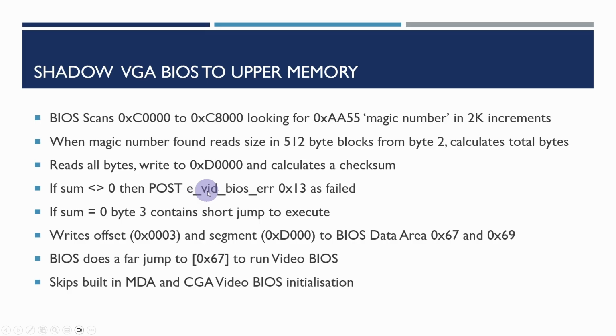If the checksum's wrong, rather than just carrying on and ignoring it and looking for some more, it does output a 13 postcode, so we can tell when the checksum has failed. If the sum is 0, then the third byte is the short jump to execute. So basically what we then do is write the offset of 3, and the segment is now, rather than C000, it's now D000, and that goes to the BIOS data area, where then the BIOS does the far jump. So what it now does is execute the VGA BIOS from RAM rather than from ROM, and that seems to have increased stability, and then it still skips the built-in MDA CGA BIOS initialization as well.